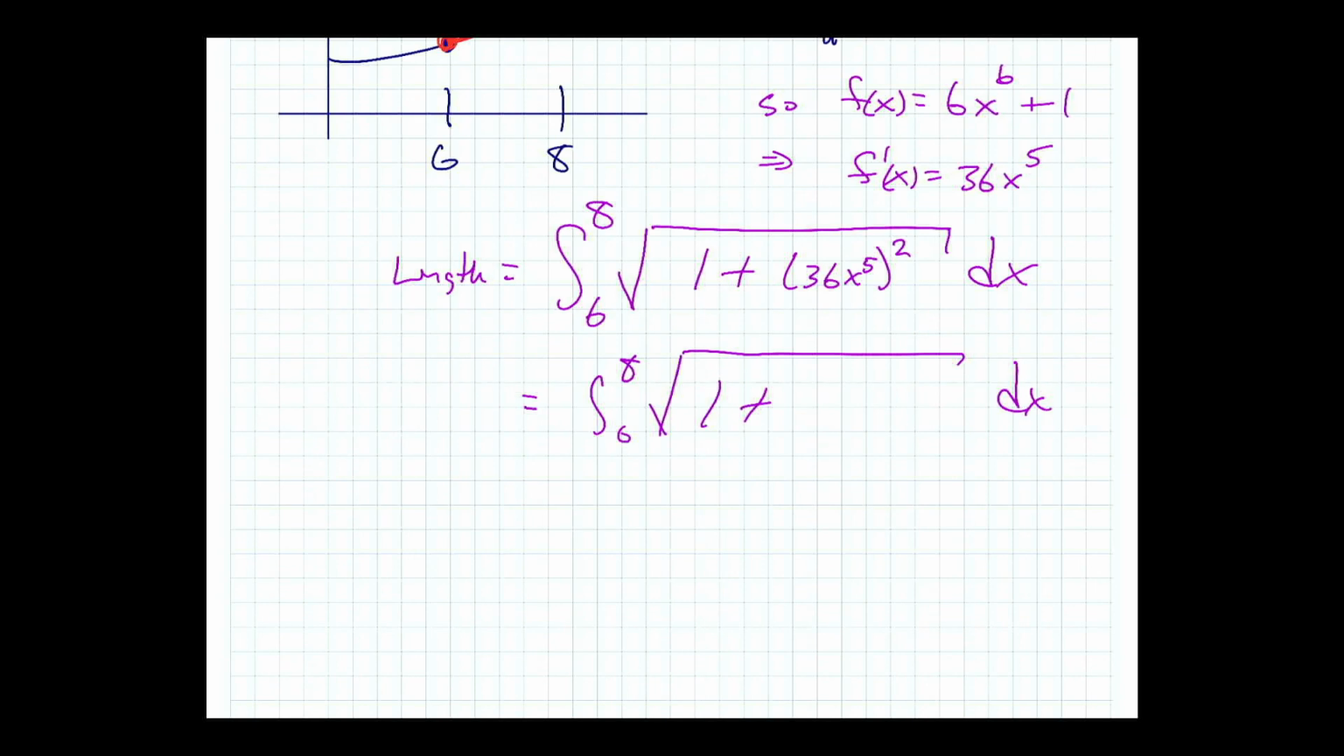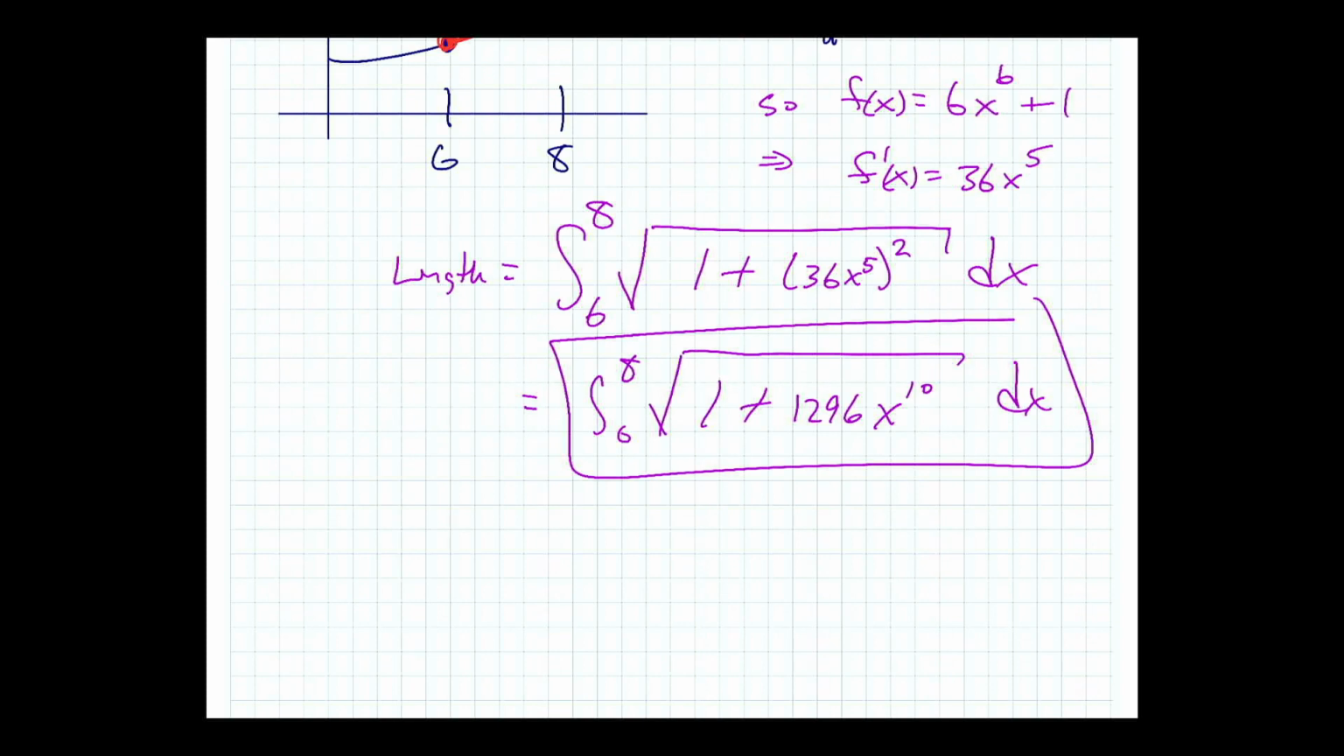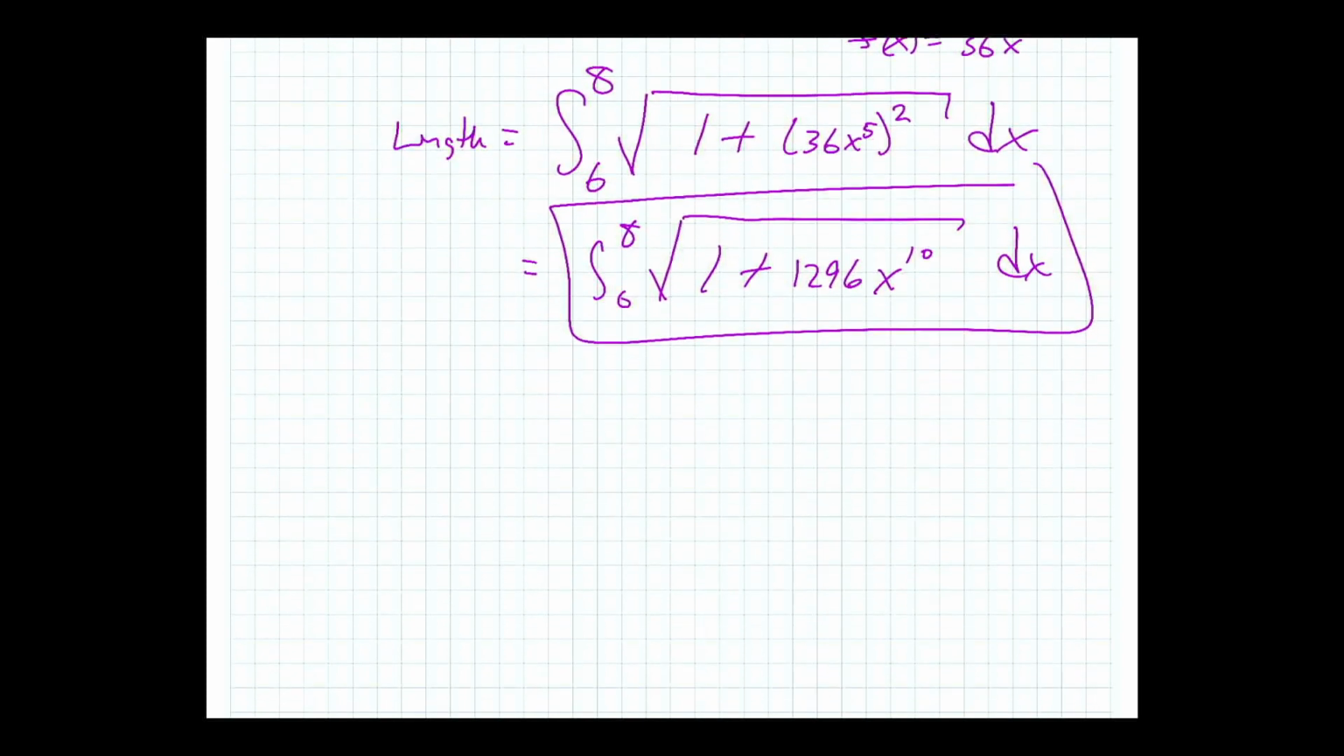And then all you got to do, I think all they expect you to do here, is actually square this here. So square the 36. 36 squared is 1296. And then for the exponent, x to the 5th squared, you multiply those. So x to the 10th. And this is the answer that they expected because you can't solve that integral. It's impossible for us. Okay, so that's why they just ask you for the integral. They don't ask you to actually solve the whole thing.